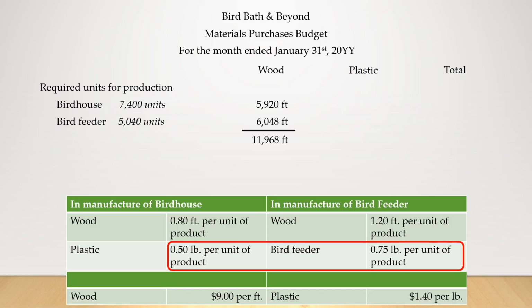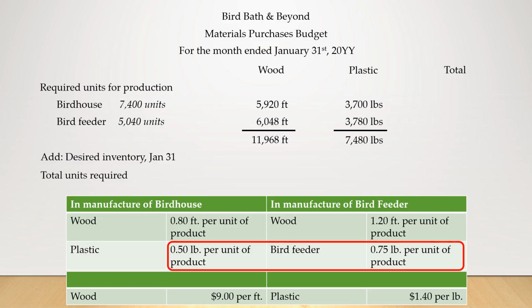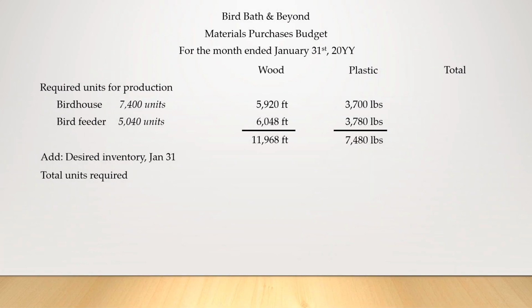For plastic, we'll need 3,700 pounds for birdhouses and 3,780 pounds for bird feeders. To these two figures, we'll add the desired ending inventory for January to get total units for production. Subtract from that sum the estimated beginning inventory for January to get the total units that must be purchased.